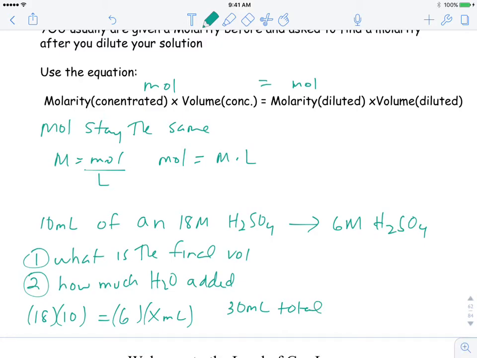But now, how much water did I add? So 30 milliliters is the answer for the first one. How much water did I add? Well, I started with 10 milliliters. I diluted it out to 30 milliliters. So that means that I added 20 milliliters. This is especially true on the SAT too. They want to always know how much water did you add, and people get it wrong. They put the 30 milliliters, they don't put the 20.